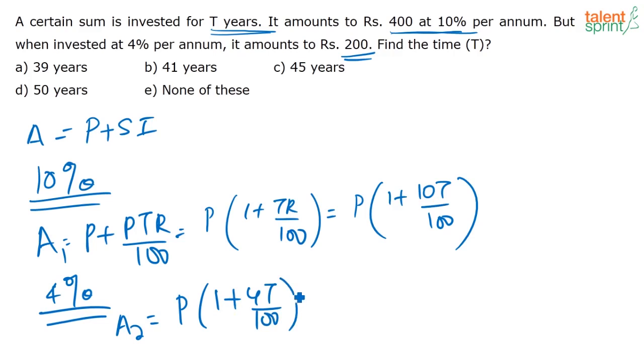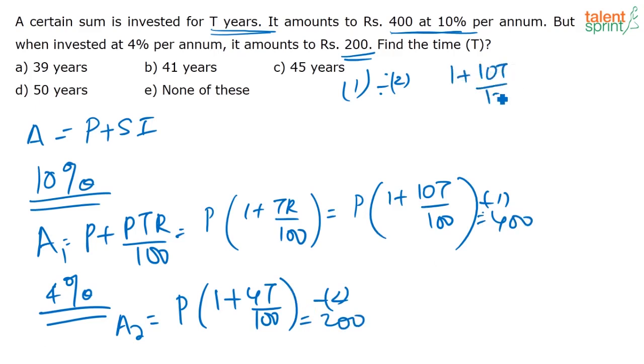Now what should we find? We should find T. So the best way to do it would be just to do equation 1 divided by equation 2. This is equation 1, this is equation 2. Just do 1 divided by 2. What do you get? A1 by A2, correct? Just divide these two equations. P will get cancelled, correct? We know this is equal to 400 and this is equal to 200, correct? So divide these two equations, you just get 1 plus 10t by 100 divided by 1 plus 4t by 100, that is equal to 400 by 200, that is equal to 2. Just simplify this, find the value of t.